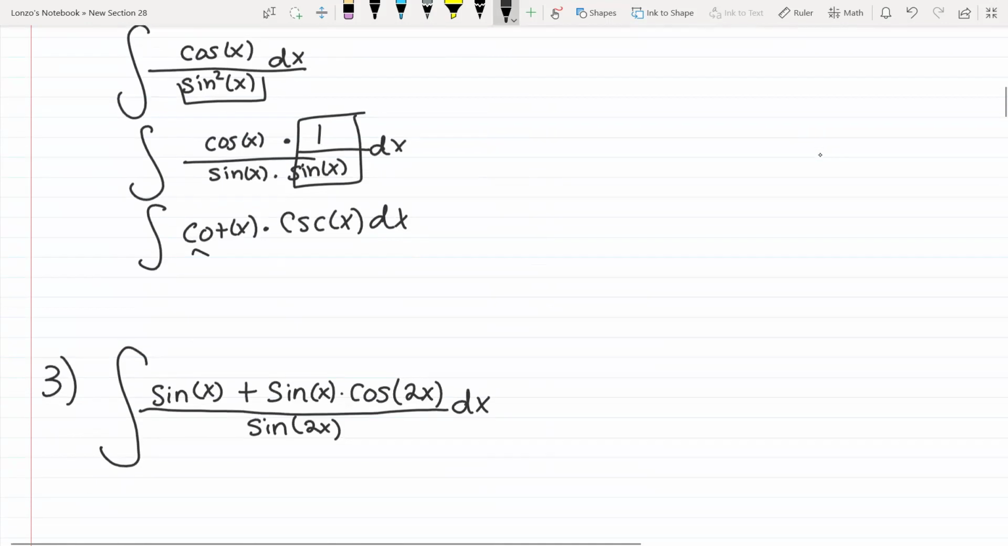Okay, and this one is a known trig integration. The integration of cotan x cosecant x is just going to be negative cosecant x. And then don't forget the plus c.